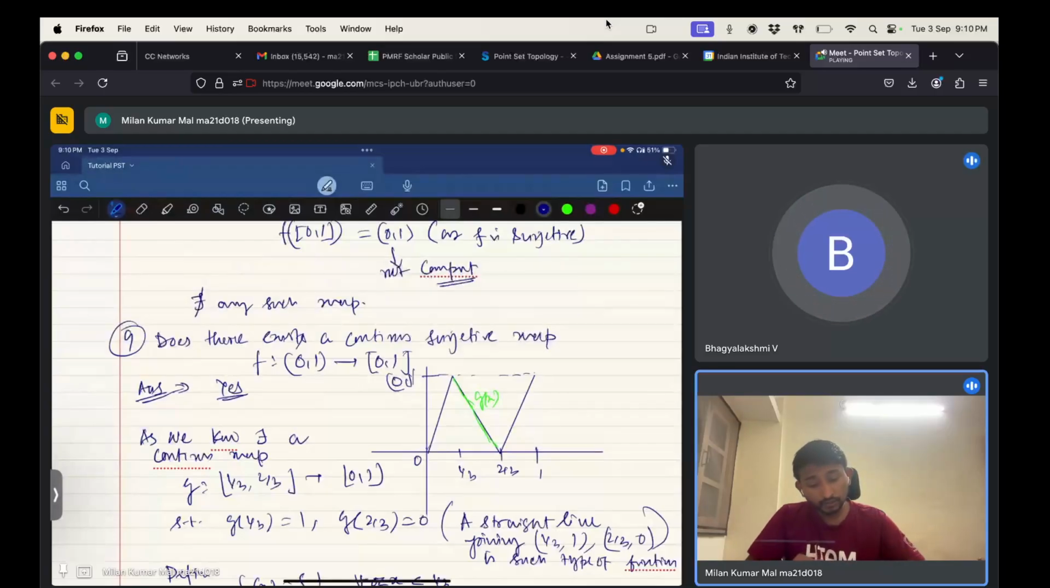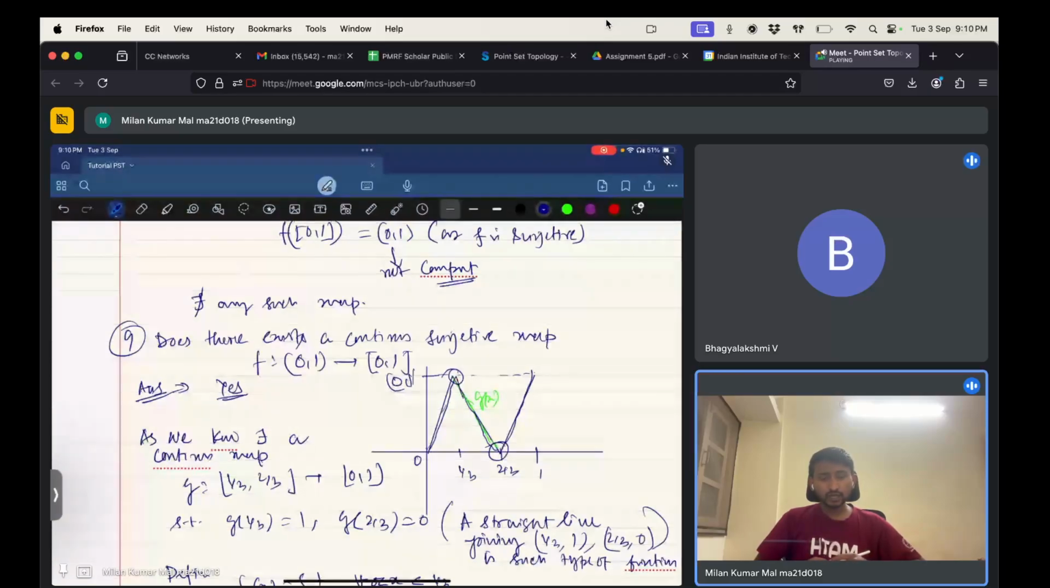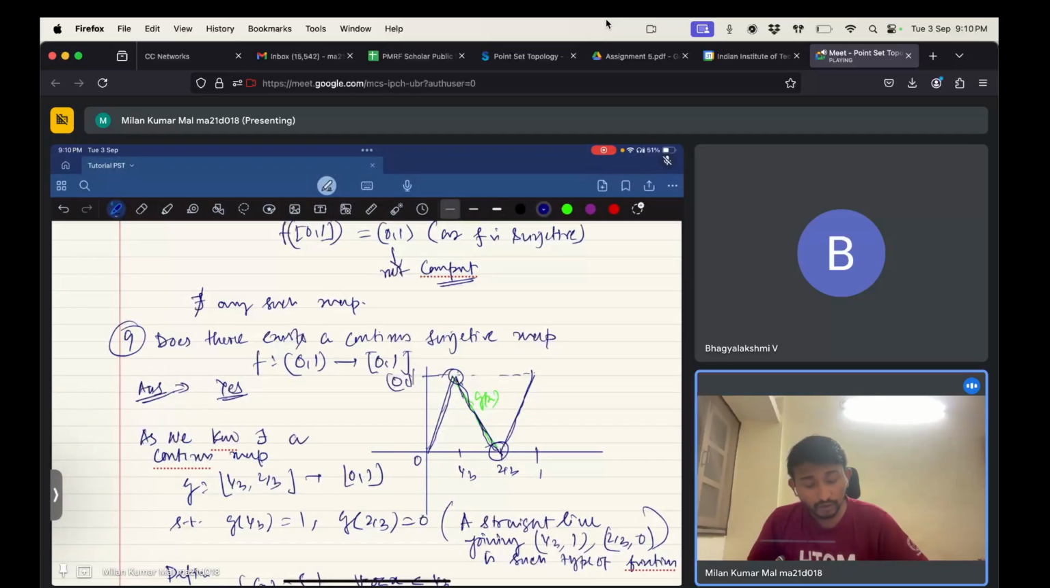Here the open interval 0, 1 is given. If you consider this type of function, this is the line I have drawn. At the point 1 by 3 the function is taking value 1, and at the point 2 by 3 the function is taking value 0, right? So the range contains both, and in between 1 by 3 to 2 by 3, it is taking every value from 0 to 1, right?